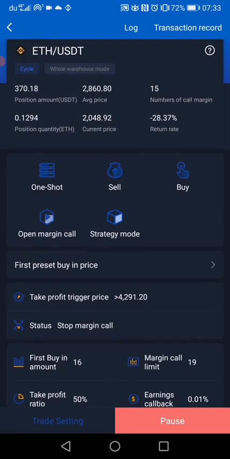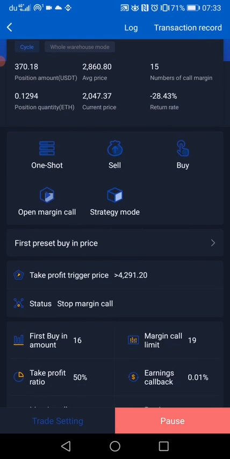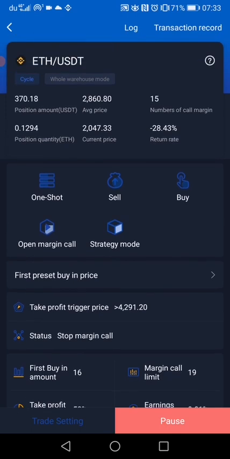So today I'm illustrating with ETH USDT. That's the name of the coin, that's Ethereum. I'm going to be talking about position amount, which is always in USDT. It is very important to point out here that all trades are carried out in USDT only. I'll also be talking about average price, number of call margins, position quantity, current price, and return rate. Those are the points I'll be touching today.